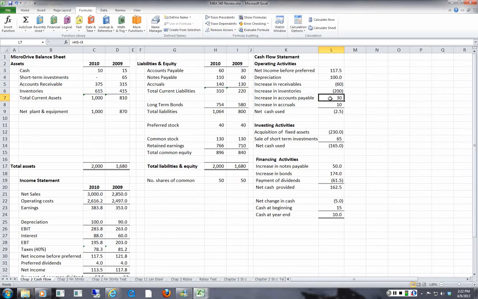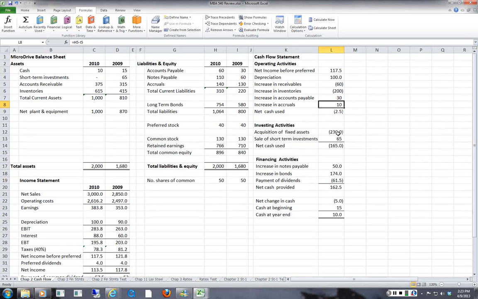Now accounts payable went up from 30 to 60. It went up by 30, so that increased cash. There was also an increase in the accruals. It goes from 130 to 140, so that adds to the cash. So the net of all those numbers is a minus $2.5 thousand, or $2,500.